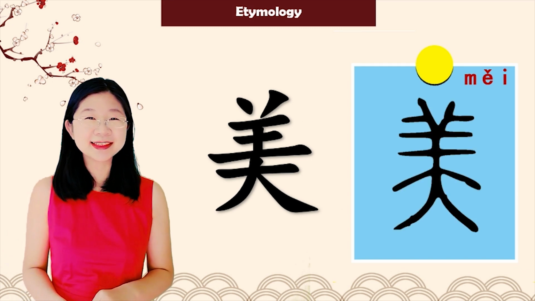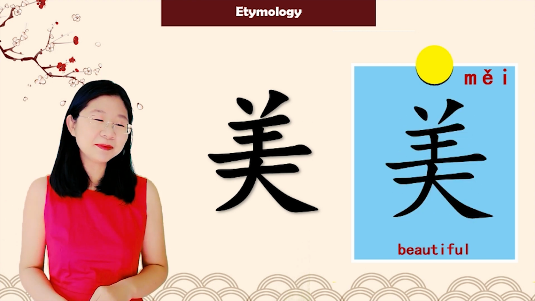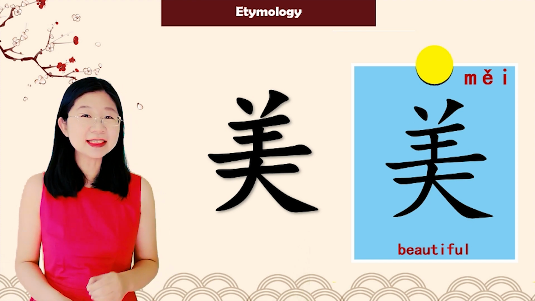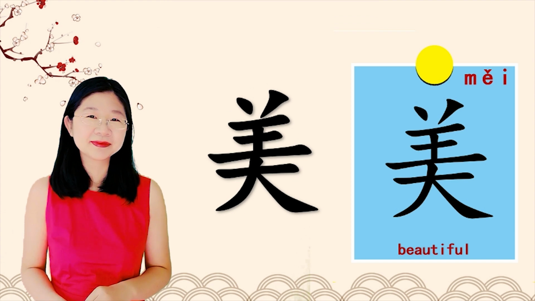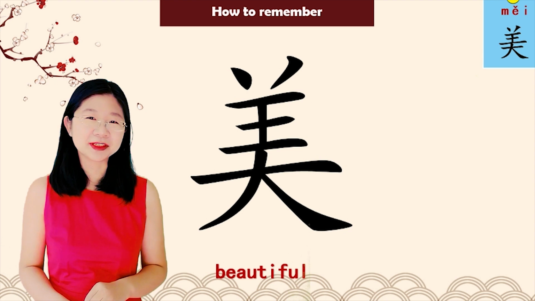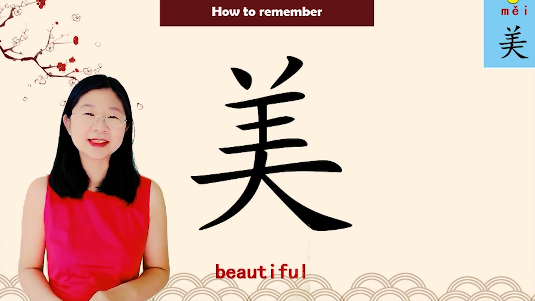It's like this. So can you guess the meaning of the character? It means beautiful. And the traditional character is the same as the simplified character. Now let's see how we're gonna remember this character. I'll give you two ways to remember it.